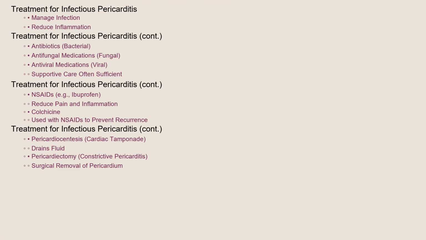Treatment for infectious pericarditis focuses on managing the infection and reducing inflammation. Antibiotics are used to treat bacterial infections. Antifungal medications are used for fungal infections. Antiviral medications may be used for specific viral infections, but often, treatment for viral pericarditis is supportive. Nonsteroidal anti-inflammatory drugs, or NSAIDs like ibuprofen, are commonly prescribed to reduce pain and inflammation. Colchicine, an anti-inflammatory medication, is often used in conjunction with NSAIDs to prevent recurrent pericarditis.